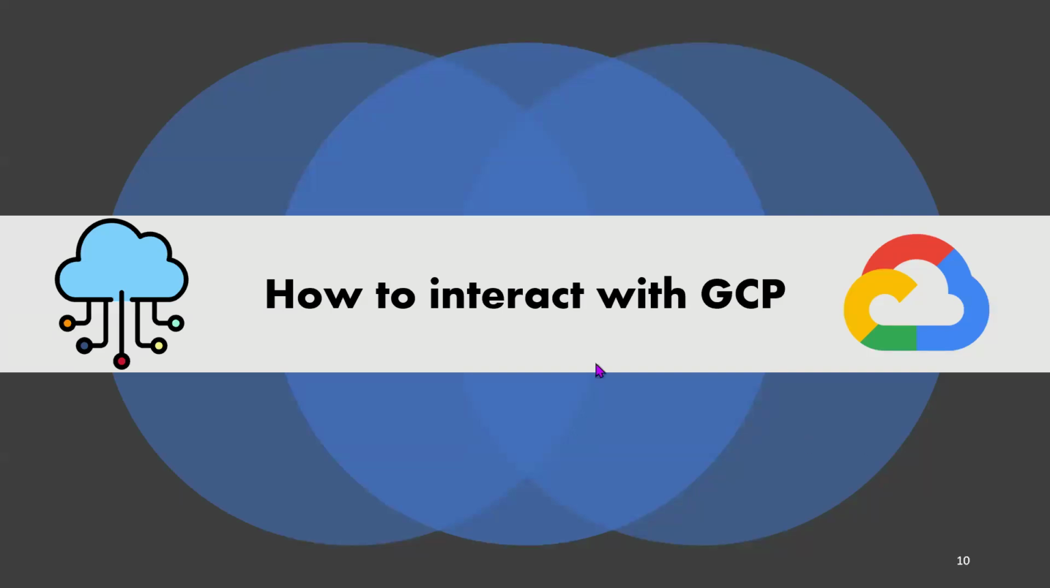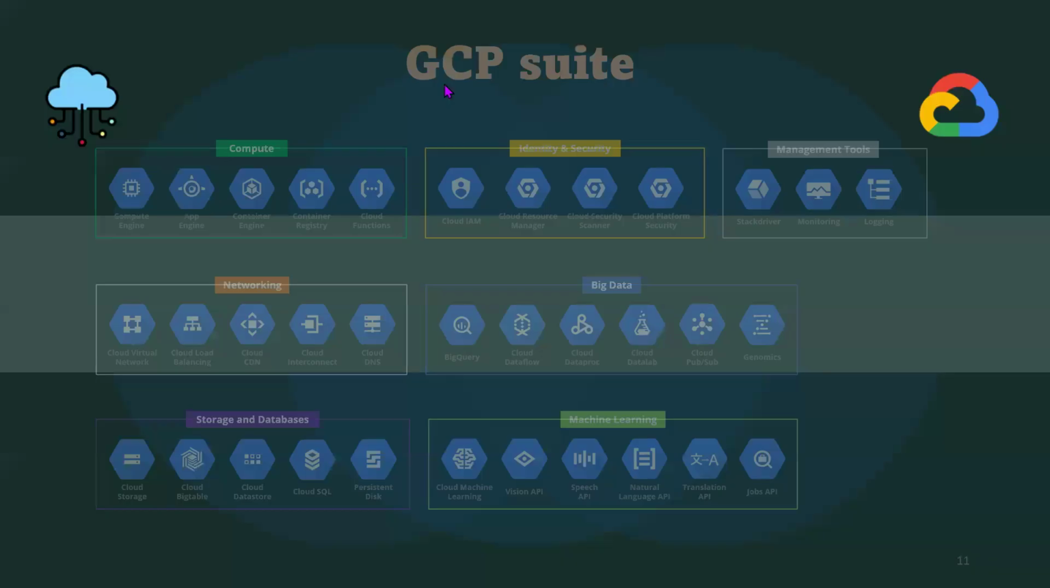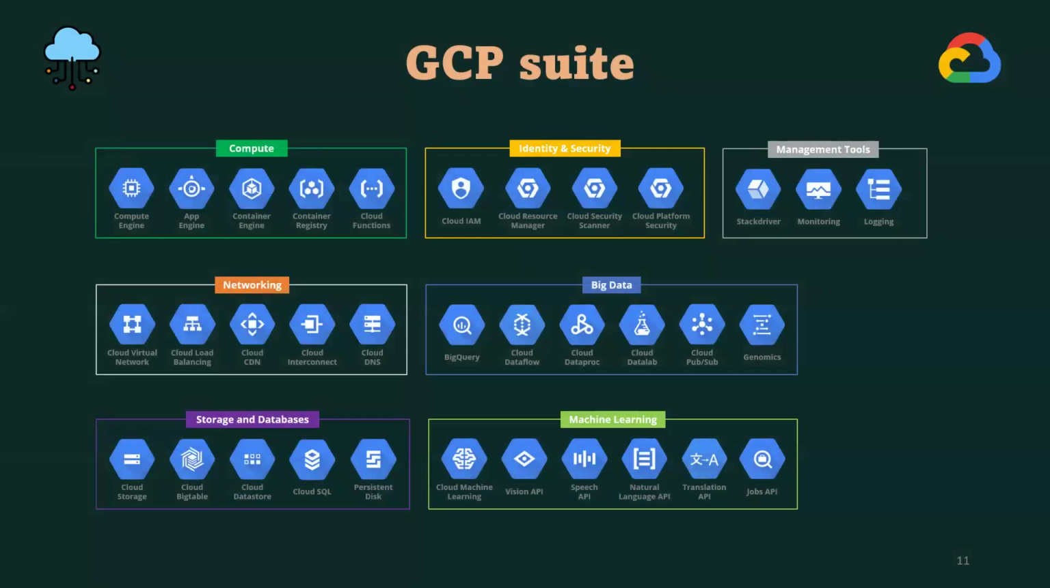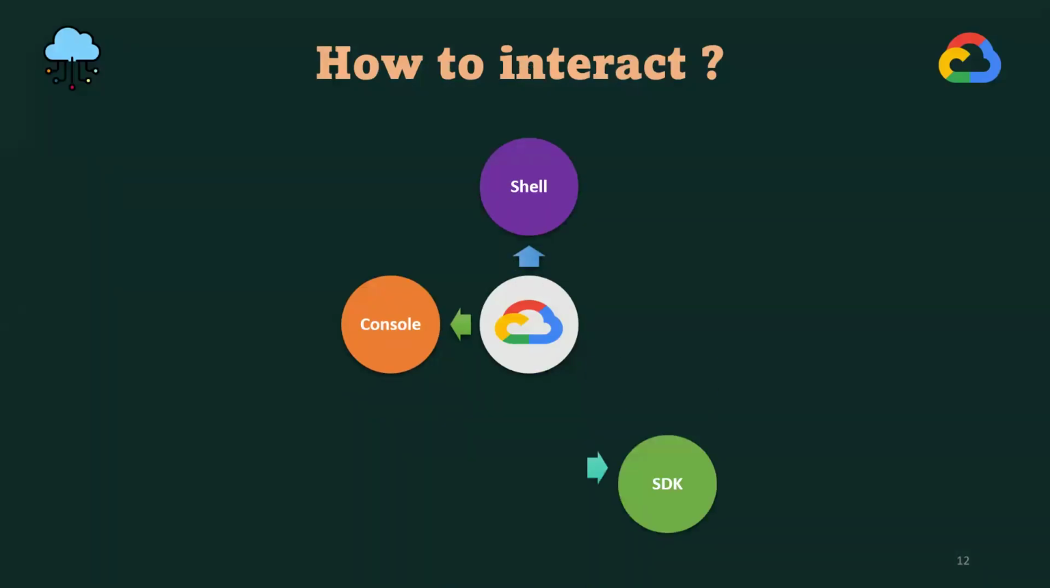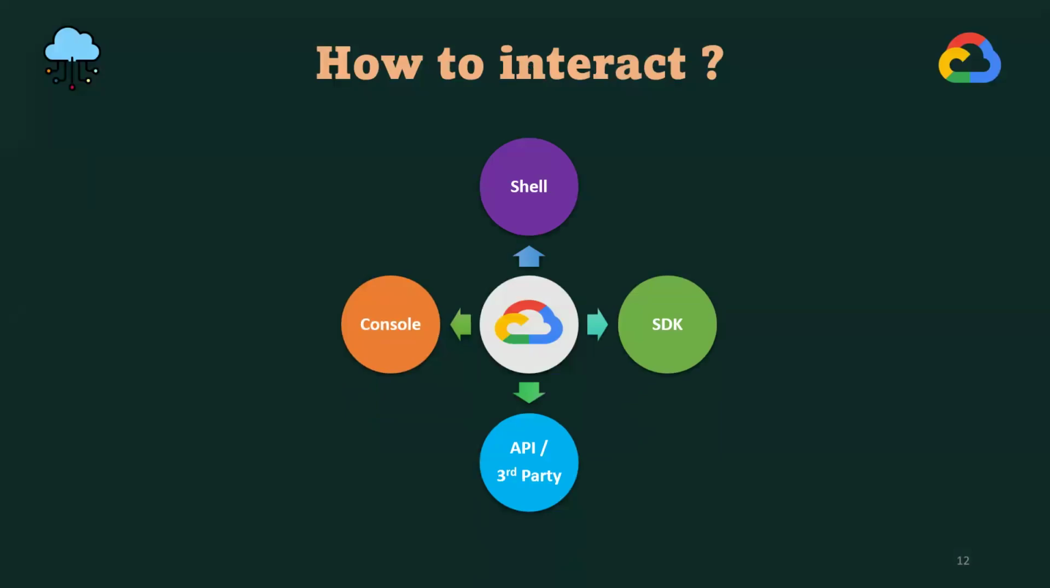Okay. So if you remember, we have seen how to interact with the Google Cloud platform in yesterday's session, right? In Google Cloud platform, there are plenty of services. If one wanted to interact with the GCP, we have seen what is console, what is Cloud Shell, what is Cloud SDK, what is APIs and third-party tools.